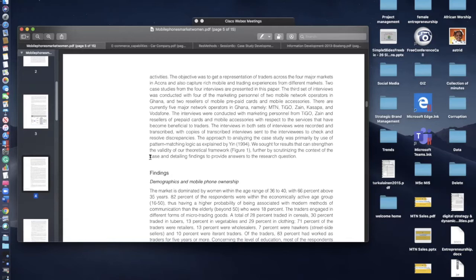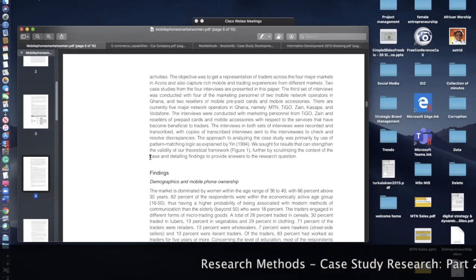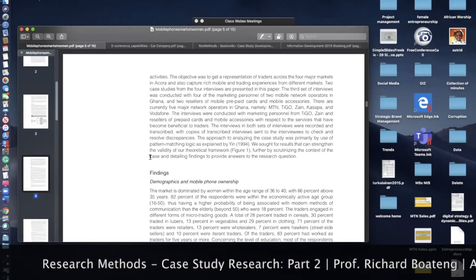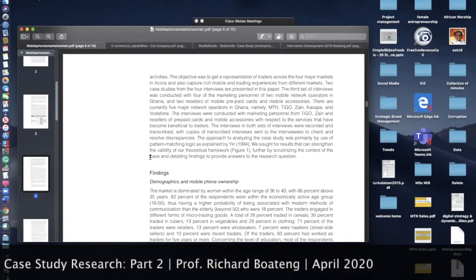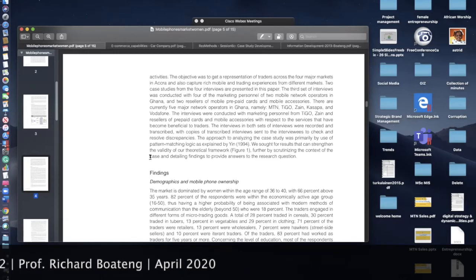So look at what I'm trying to do. I'm doing mobiles and micro trading. I'm not looking at micro trading in just one market. I'm trying to look at micro trading in a number of different markets in Ghana. So I ended up doing 4 markets in Accra. So you can say that at the end of the day, the reliability could be high because you have 4 different markets to compare the findings across. They said 2 case studies from the 4 interviews were presented in this paper.